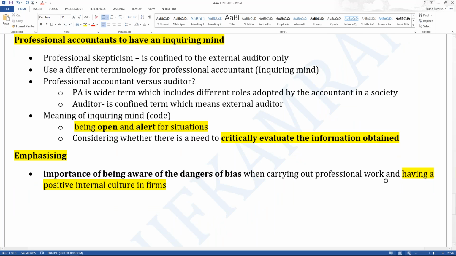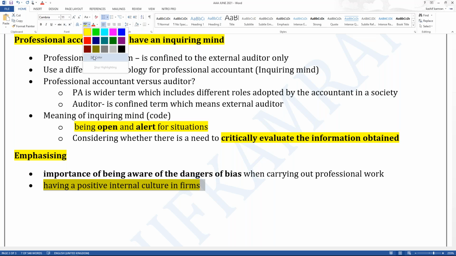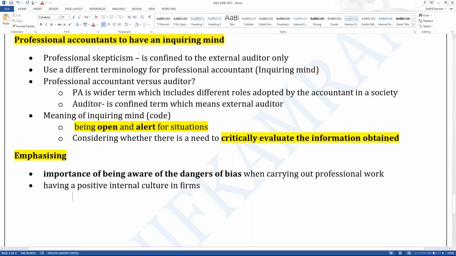And number two, having a positive internal culture in the firm. So is everyone clear on the two areas of emphasis? Importance of being aware of the danger of bias, number one, and number two, having a positive internal culture in the firm. Let's see what they mean.